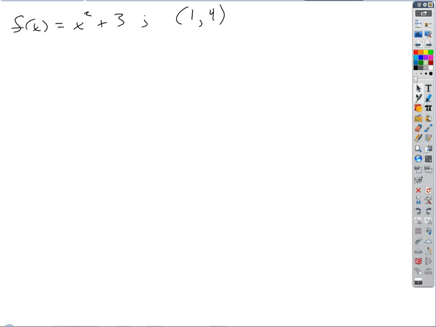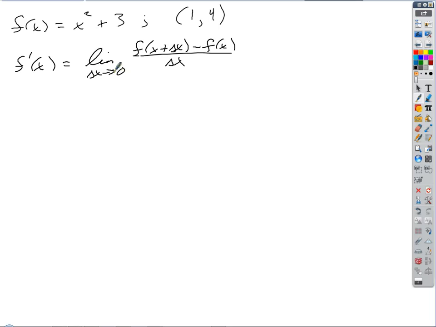Okay, so let's go through the same process. We're going to start at the same place, right? The slope of the tangent line, which this time I'm going to call f prime of x. That's our notation for the derivative. That equals the limit of, just like before, f of x plus delta x minus f of x over delta x, as delta x goes to 0. Well, let's do the same stuff again, but this time we're not going to specify a point, right? So f of x plus delta x then is just going to be what? We said f of whatever is just whatever squared plus 3. So what's f of x plus delta x?